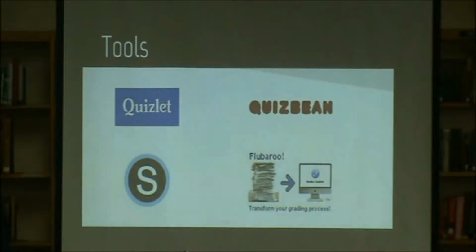Quizlet and Quizbean are their own websites. They're just for studying and quizzing. Schoology is like a huge program that's got a ton of applications, tons of different things you can do. Chaz is doing a session on that after this one, and I would encourage you to go to that one because there's so much stuff you can do with it. But he'll just talk about the quizzing and testing part of it in here. And then Flubaroo actually uses Google Forms. So if you filled out a survey on Google, that's what it uses, and it's a script that runs through all the quizzes that your students take on forms and grades them for you.